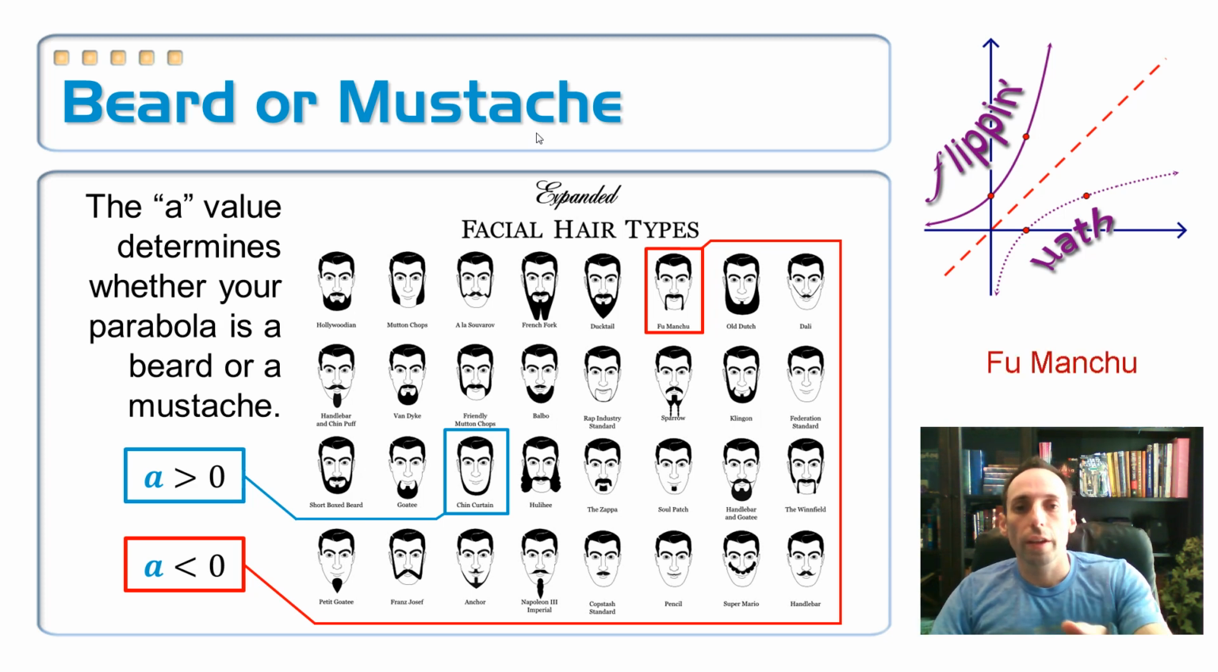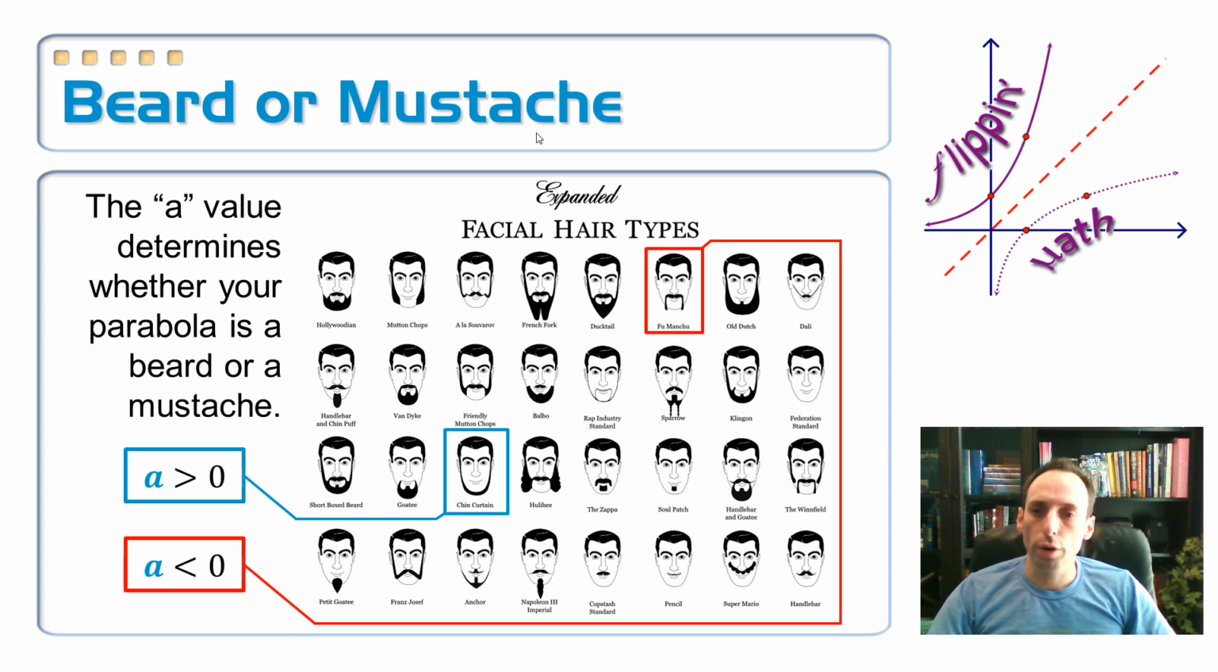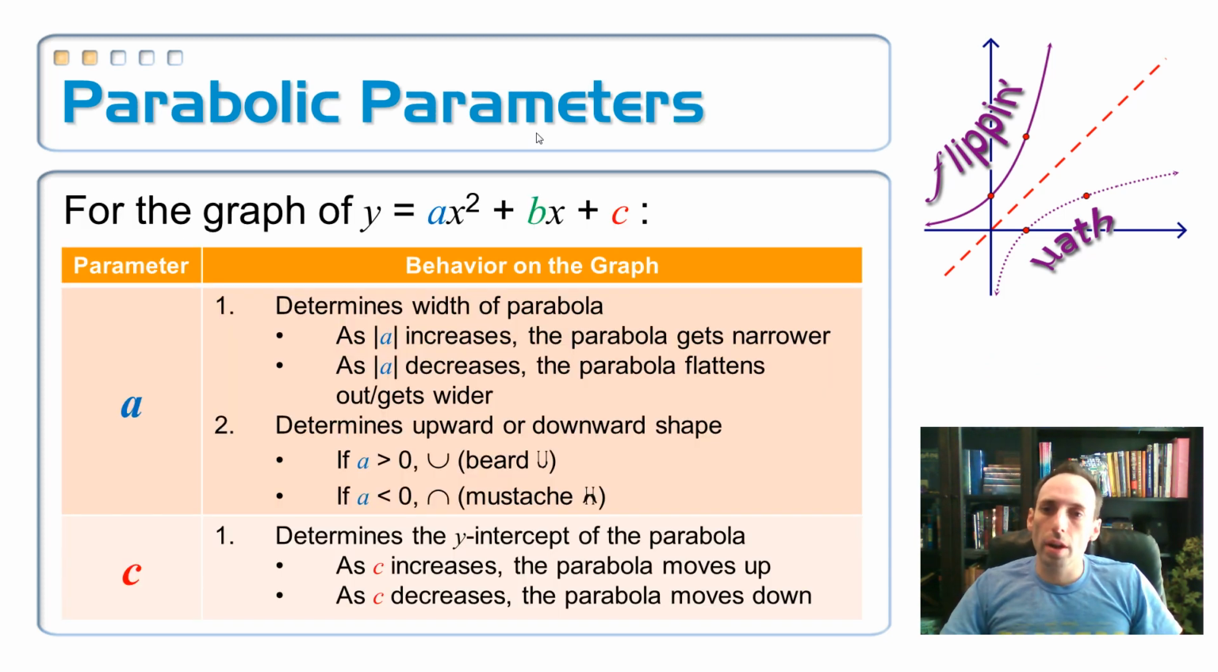Upside down, and it's like that Fu Manchu. Kind of like Hulk Hogan, if you know who that guy is. His mustache. That's a perfect A is less than 0, it's negative. All right, so this table here is going to summarize the parameters that we were talking about.